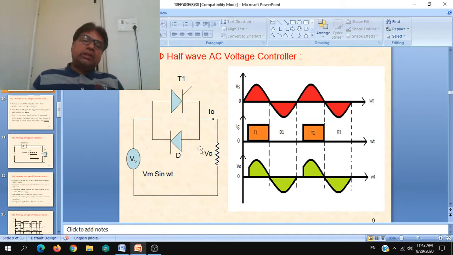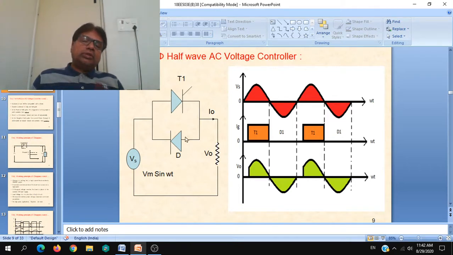Then what about the other cycle? You are achieving the control in only one half cycle. What about the other cycle? The other cycle is given to the load as it is. So for that purpose, you have to provide the path in reverse also, because the SCR conducts in only one half cycle. During the other half cycle, it will block.